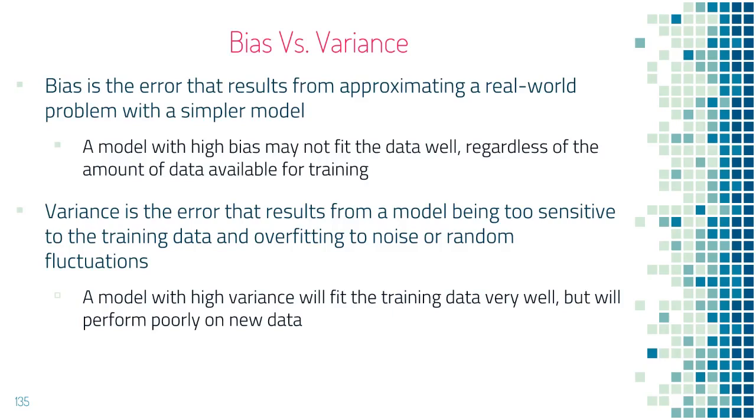Variance is the error that results from a model being too sensitive to the training data and overfitting to noise or random fluctuations. So this variance is determined by the complexity of your model. The higher the complexity of your model, the larger the chances for you to face the variance issue. A model with high variance will fit the training data very well, but will perform poorly on new data. So these two things are contradictory with each other. If you want to reduce the bias, the variance will get increased. If you want to reduce the variance, the bias will get increased. So these are two opposite poles of an object, something like that you can say.